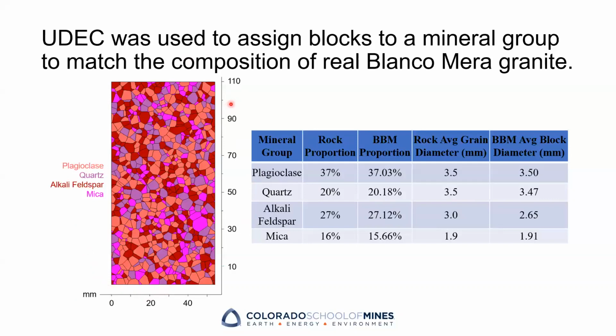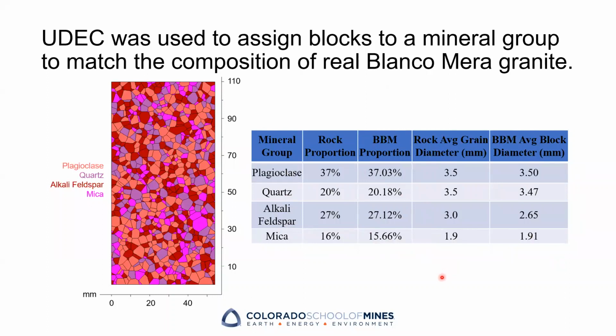The final mineral proportions, as well as average diameters for each mineral group, were calculated and compared to that of a real Blanco Mera granite. So based off this table here, you can see that the mineral proportions of the BBM match very closely to those of the real rock. Similarly, the average diameters of the blocks in each mineral group closely match that of the real Blanco Mera granite.